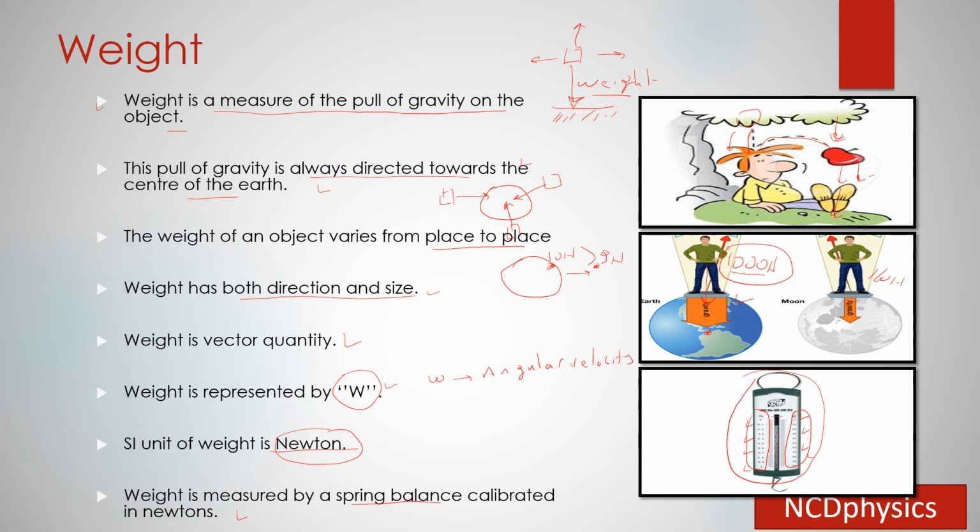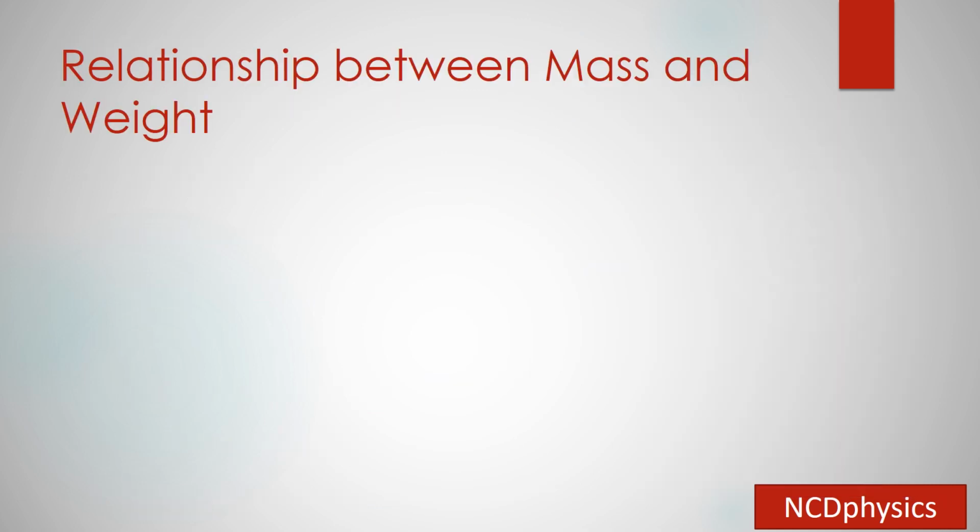Okay, so let's revise it. Weight is the pull of gravity acting on the object. Weight is always towards the center of earth. Weight of an object changes from place to place. Weight has both direction and size. That is why weight is called a vector quantity. Weight is represented by the capital W, and the SI unit of weight is Newton.